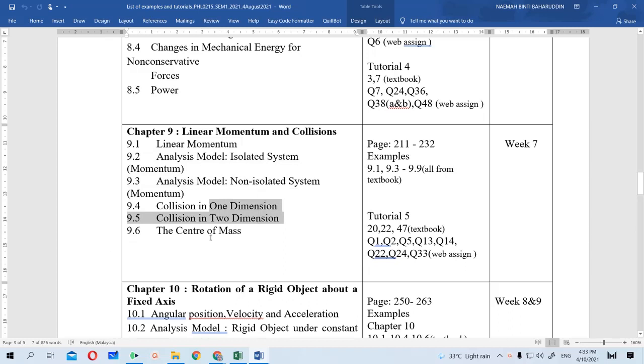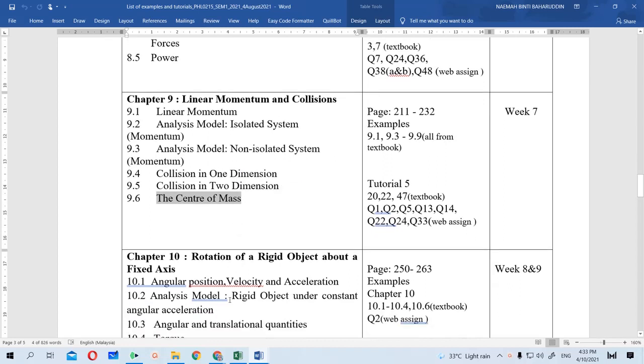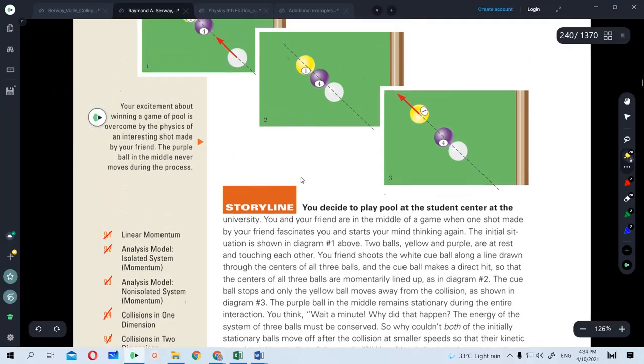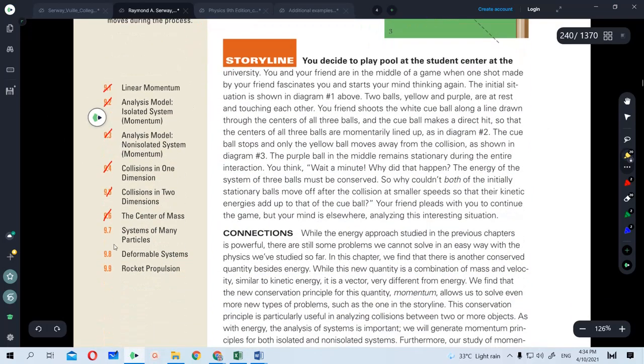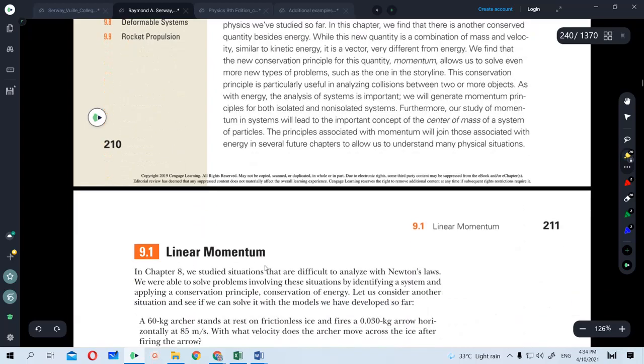For 9.6, it will be a concept. Center of mass will be a concept, which will be covered in depth later in chapter number 10. So here we are, the examples. Looking at our textbook, chapter 9, these are the required subtopics that we are going to see, 9.1 up to 9.6.